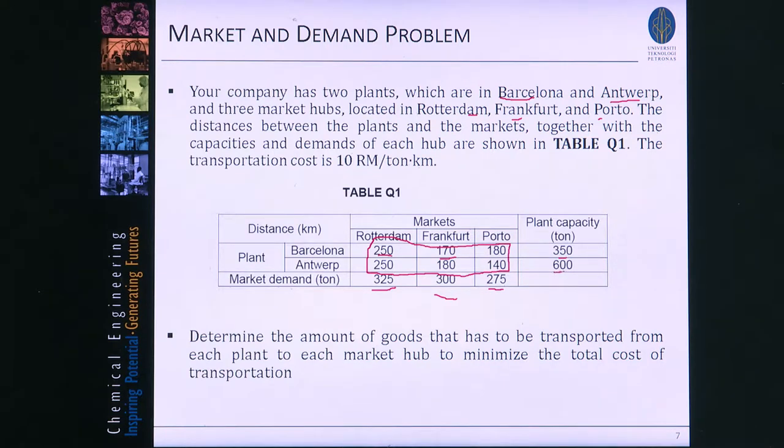Antwerp can make almost double of that production. If we're going to transport the goods from Barcelona to Rotterdam and the other way around and to other places, to simplify the problem, we have a transportation cost of a flat $10 or euro per ton per kilometer. So the question is then, how many goods shall we transport from which plant to which market? This is also a linear programming problem.